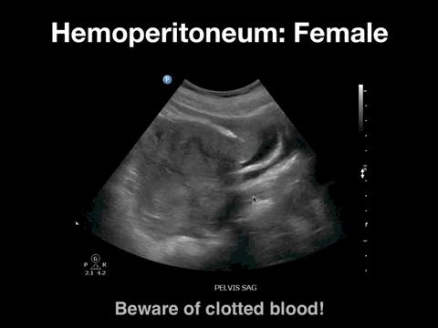Beware of clotted blood in the pelvis. This is an exam you're going to do looking for ruptured ectopics also, and it's very easy to look past clotted fluid trying to find anechoic fluid, and you're missing the very large complex fluid collections.